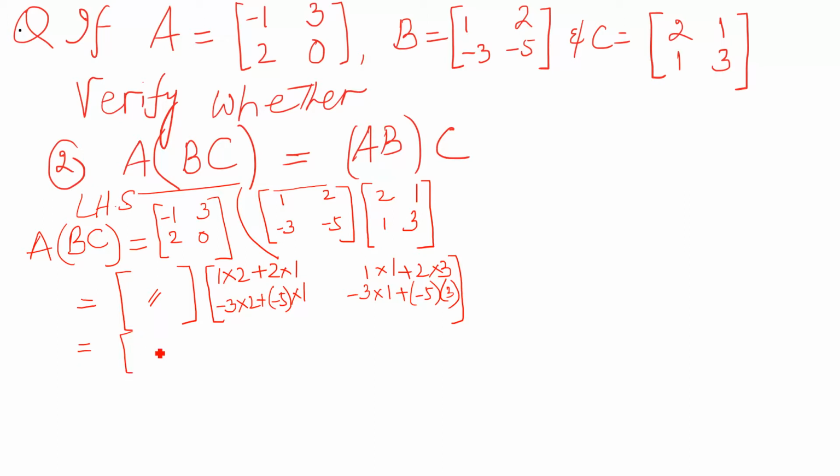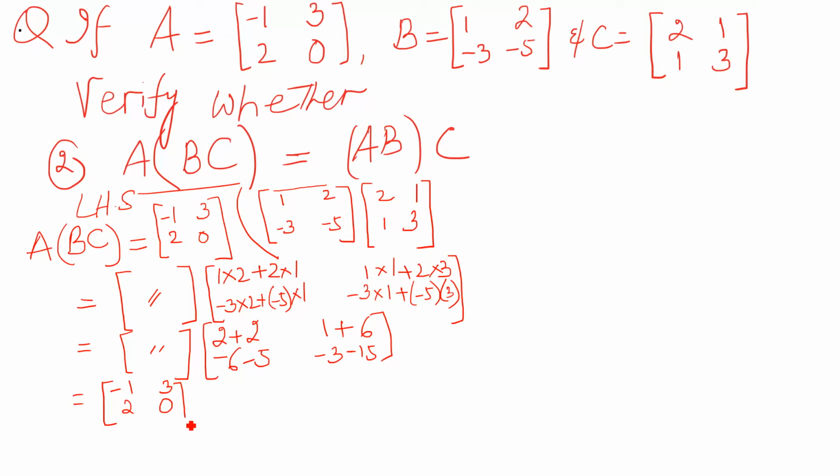Now here again I will write down the same thing. So this is 2 plus 2, -6, -5, and this will be 1 plus 6, -3 and -15. Now I am going to write this down because I have to multiply. These are lengthy questions, but very easy. You should be very careful about sign. Even a minor mistake will make our question wrong.